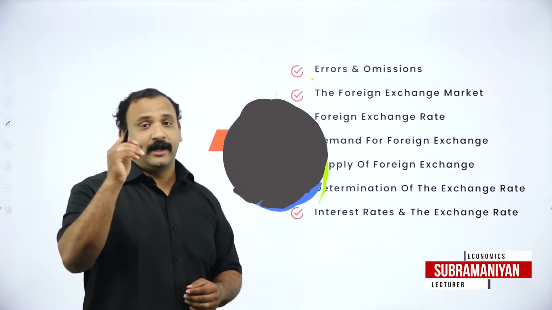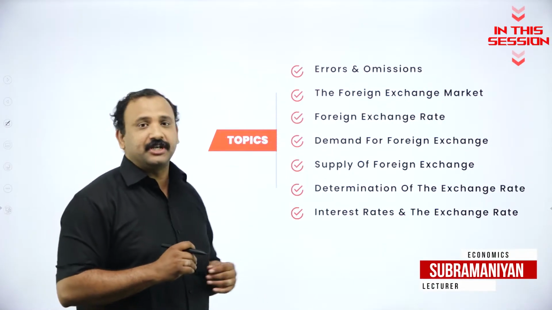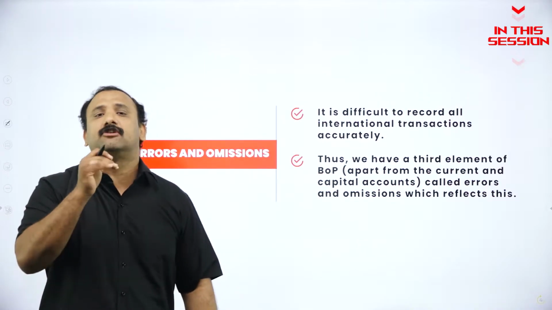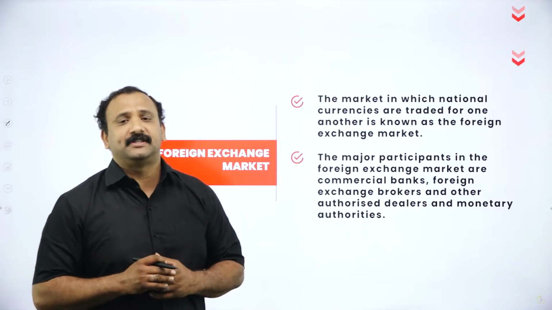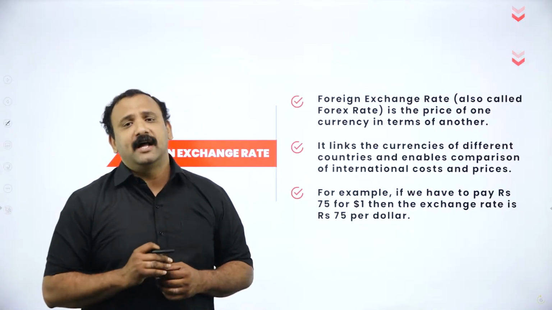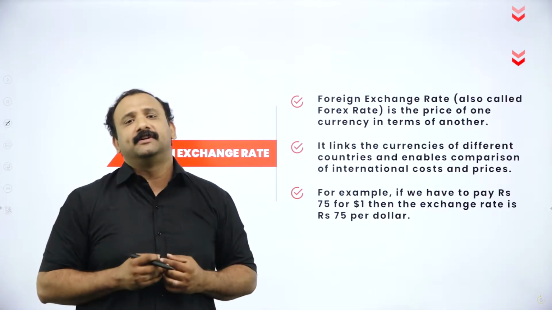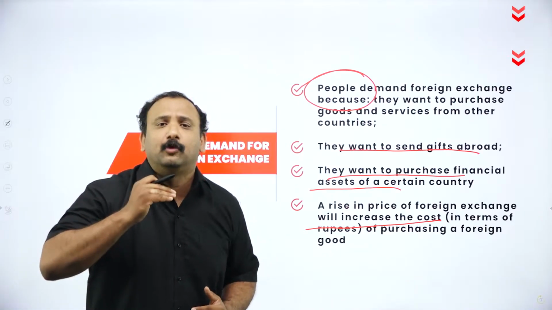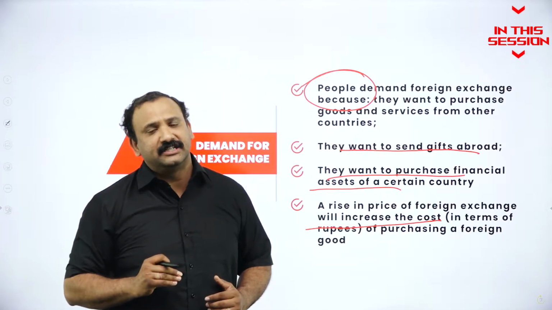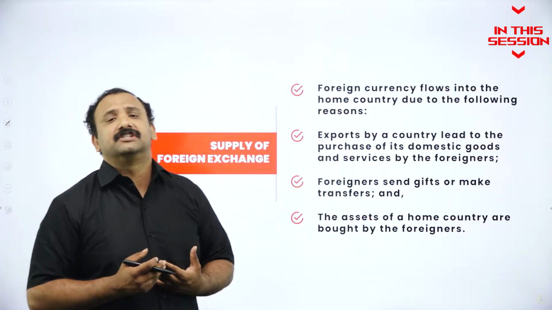We're going to look into errors and omissions, the foreign exchange market. We have a third element in the balance of payment, a very interesting topic and a very important area. The foreign exchange market has its own rules and regulations, and automatically the rupee will try to show its reaction against that particular currency. What is the supply of foreign exchange all about?